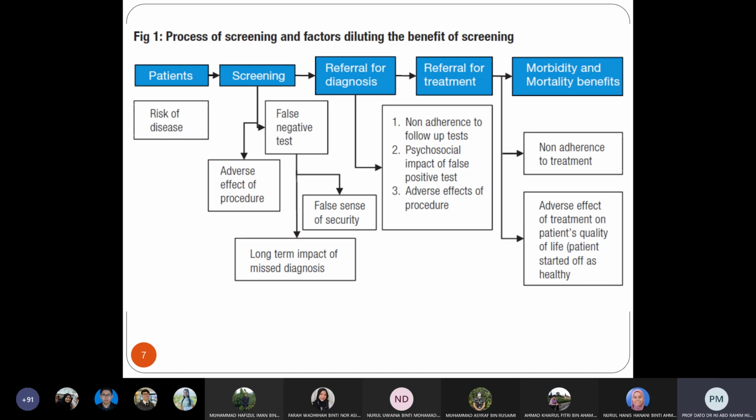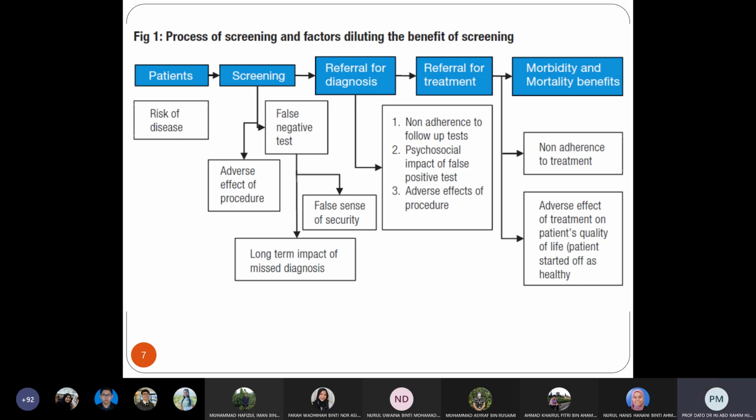Referral. If it is positive, we refer for diagnosis. So non-adherence to follow-up tests, psychosocial impact of false positive tests, adverse effect of procedure. When it is referred by the screening, it is positive. The issue is sometimes it is actually a false positive. False negative also you have problem. False positive is also a problem, especially for tests like HIV and syphilis. If you are diagnosed as positive, that is already a taboo to yourself and to the family. But it's actually a false positive, which means you are negative. It will cause a psychosocial impact from that false positive test.